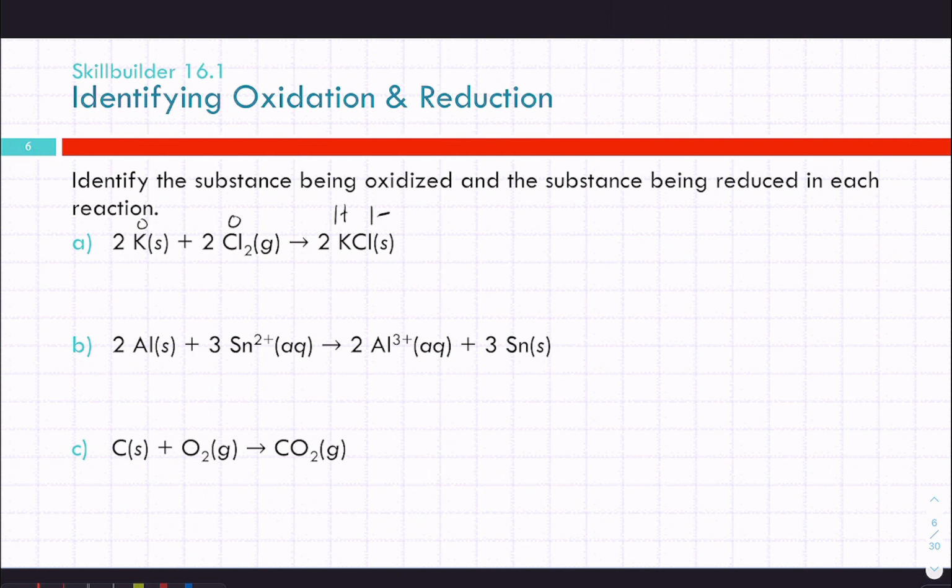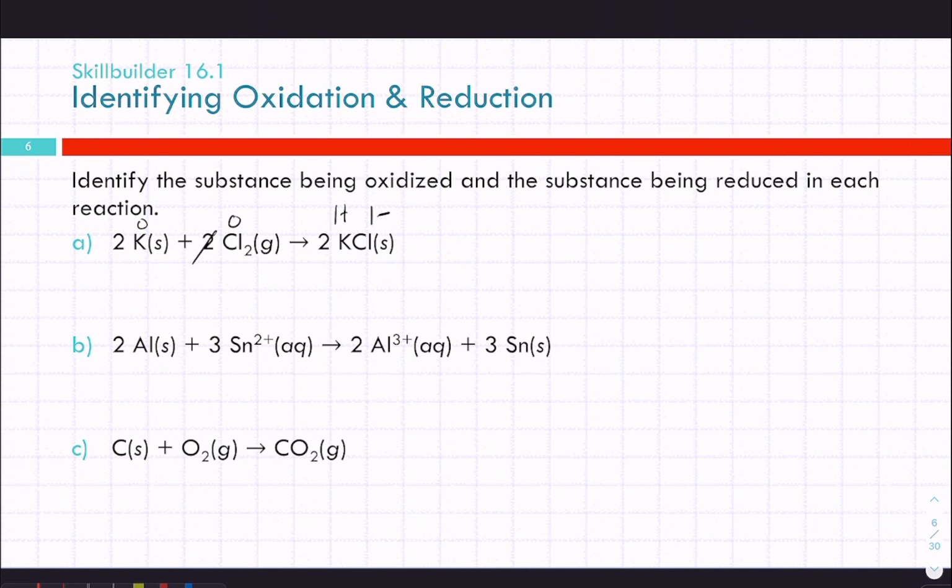But by knowing this, we can see that if potassium goes from having 0 charge to having a 1 plus charge, then it must have lost 1 electron. And on the flip side, that electron has to go somewhere. So for chlorine, we have 0 charge, and we get a 1 minus charge, which means it gained 1 more electron. Oh, this isn't balanced, is it? There shouldn't be a 2 in front of that.